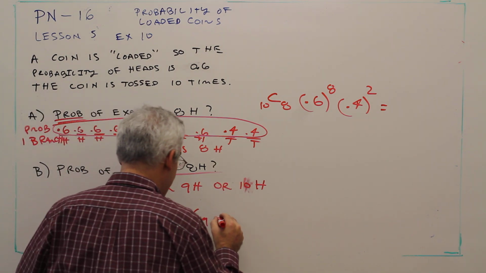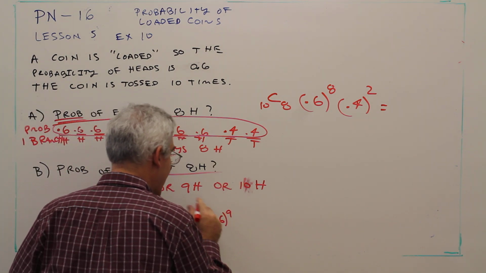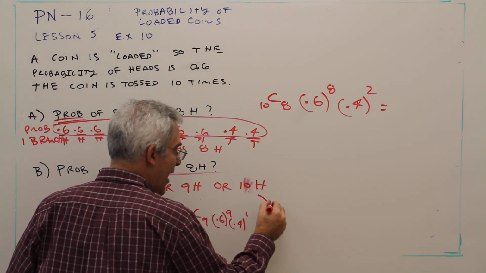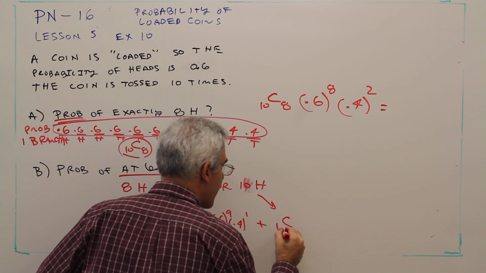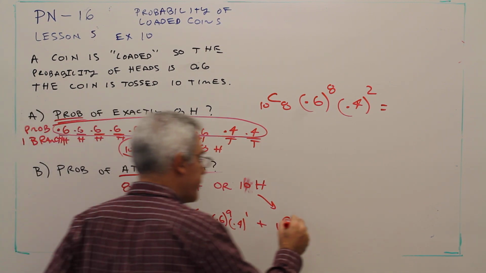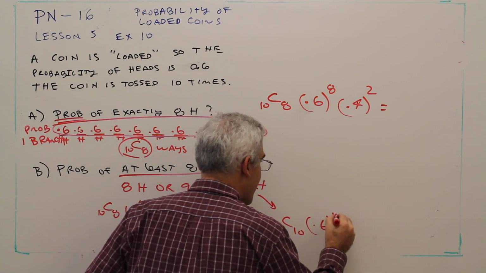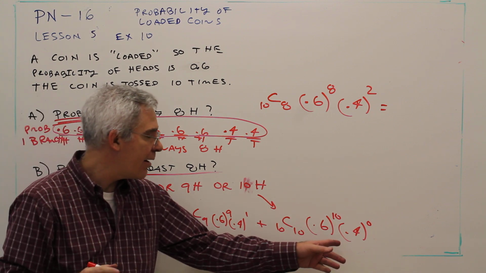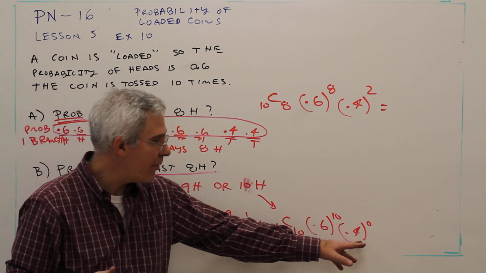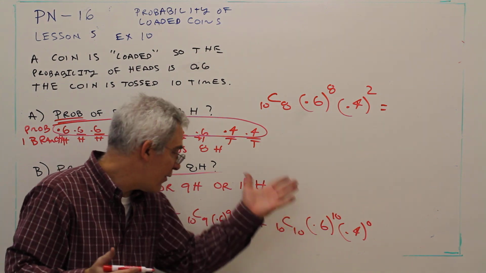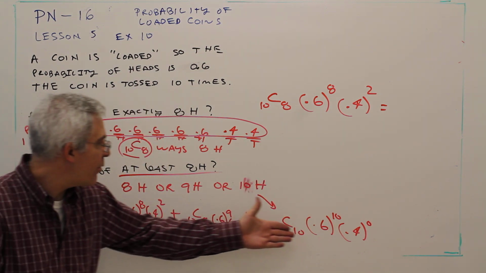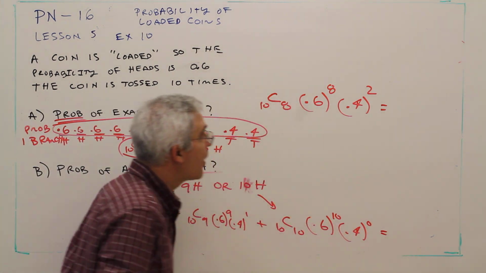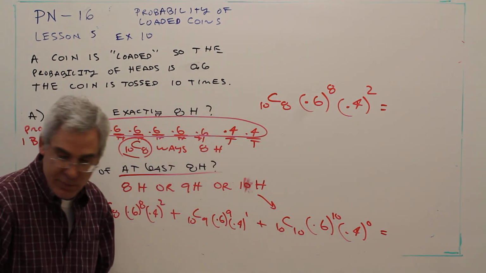If I got 9 heads, that's 0.6 to the 9th, 1 tail, 0.4 to the 1. Or 10 heads, 10 choose 10, 0.6 to the 10th, 0.4 to the 0th. Again, that's not really that exciting, but I'll just keep it with the same pattern. So this is how you would do it for 8 or 9 or 10. So I'll just evaluate this and see how it goes.